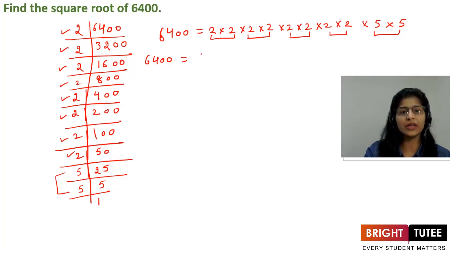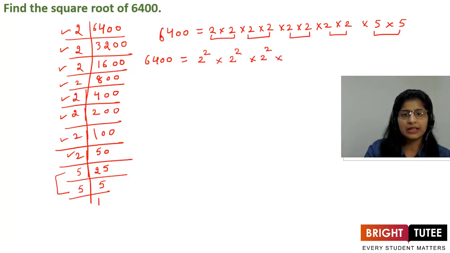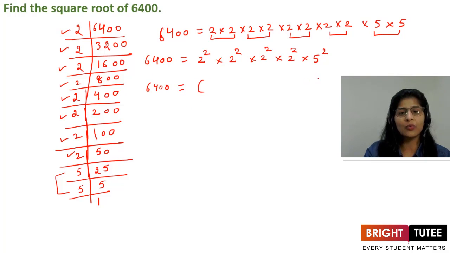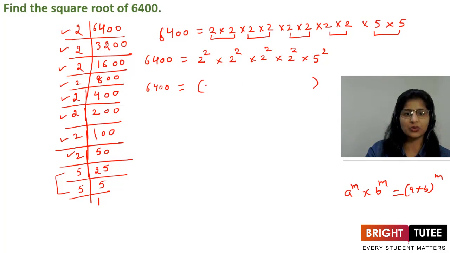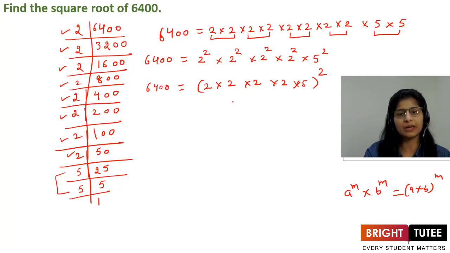Now, I told you we can write it as 2 square, 2 into 2. The next pair is also 2 square. The next one also is 2 square. The next one also is 2 square, and the last one is 5 square. Clear? 6400 is equal to, now we can write, we know the law of exponent. If we have a to the power m and b to the power m, we can write it as a cross b whole power m, right? So let us multiply these numbers together. 2 cross 2 cross 2 cross 2 cross 5, and it's whole square, right? All the numbers are written once, and the square is there outside.